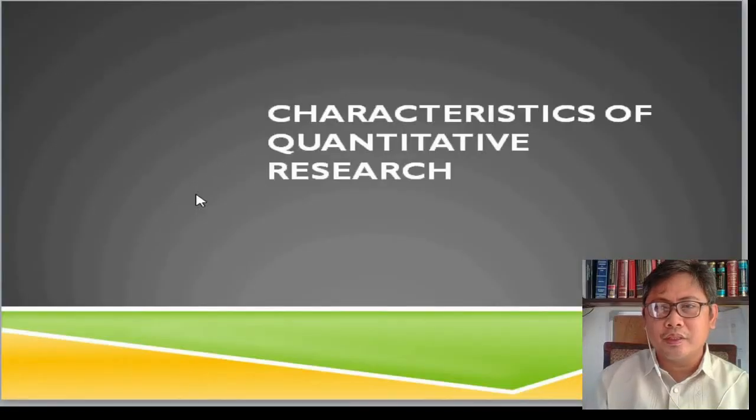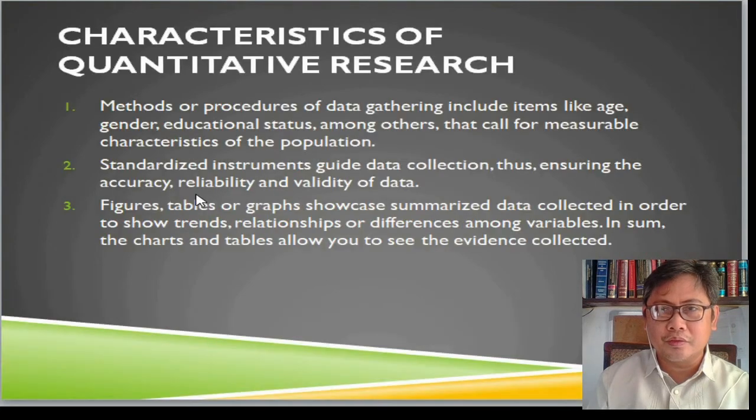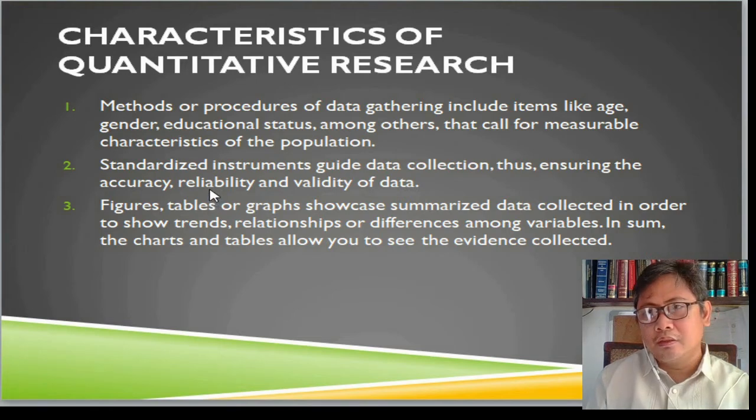So let's start with the characteristics of a quantitative research. The first characteristic of a quantitative research is that methods or procedures of data gathering includes items like age, gender, educational status, among others, that call for measurable characteristics of the population. So if you will be gathering data like age, then you need to determine the number of years of a certain person. If you're determining the gender, which is assigned by male and female, you can use nominal data by assigning male as 1 and female as 2.